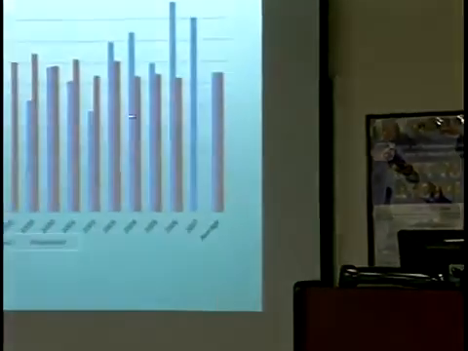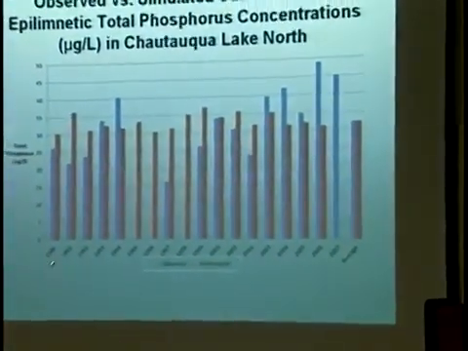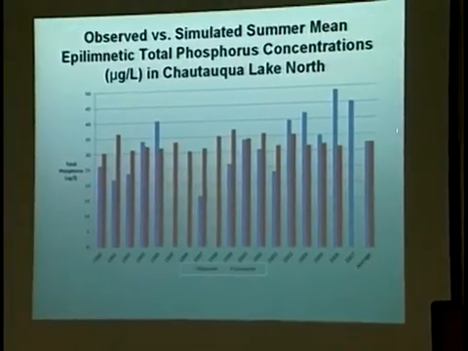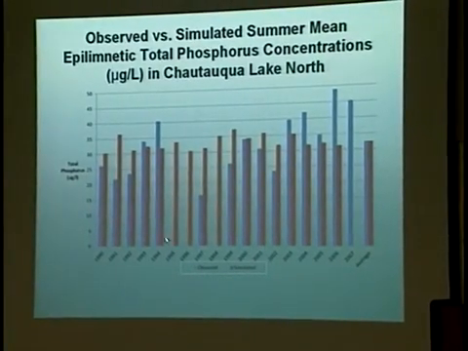These are just the averages of the total phosphorus concentrations from 1990 to 2007. Again, here's that 20, down here's the 20 microgram per liter criteria by the federal government that says anything above this is impaired.